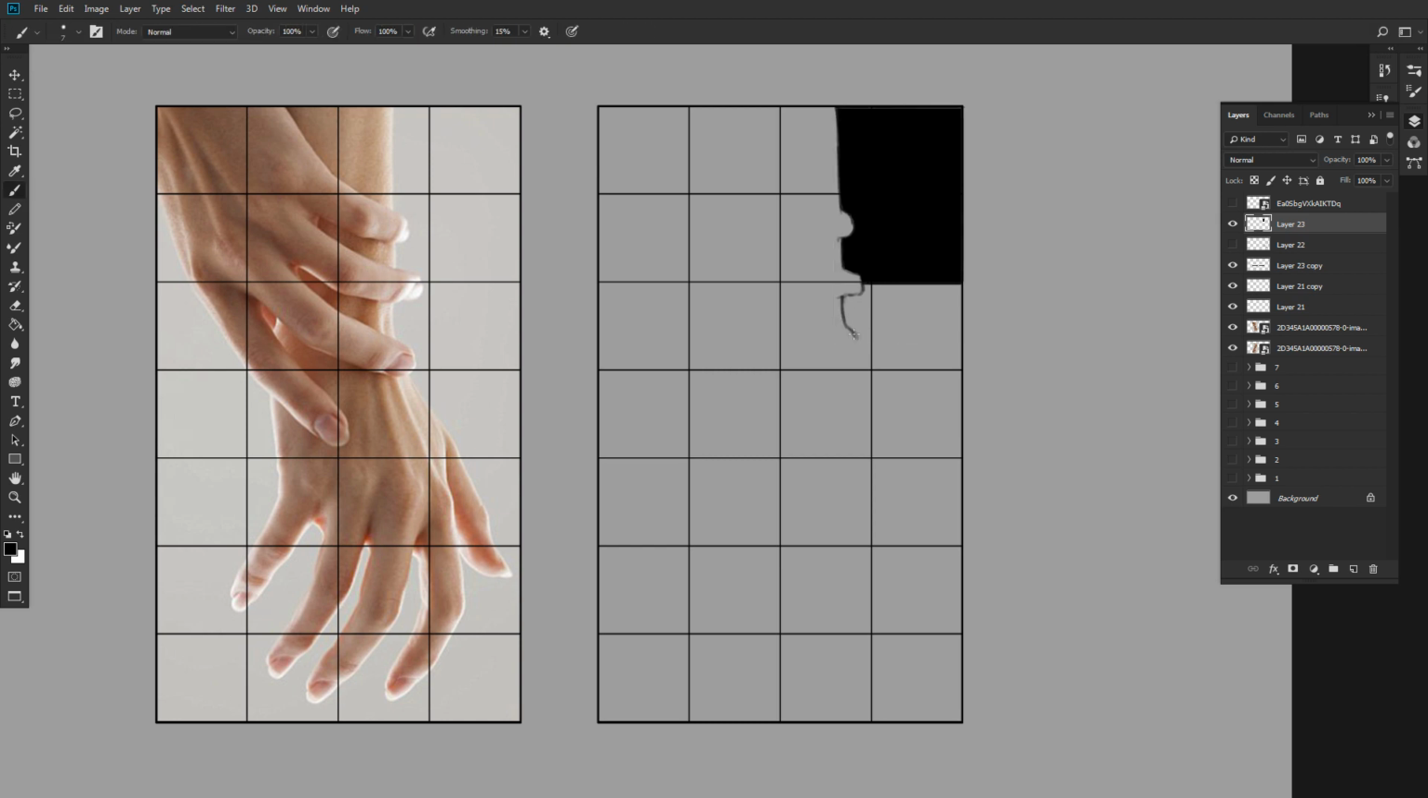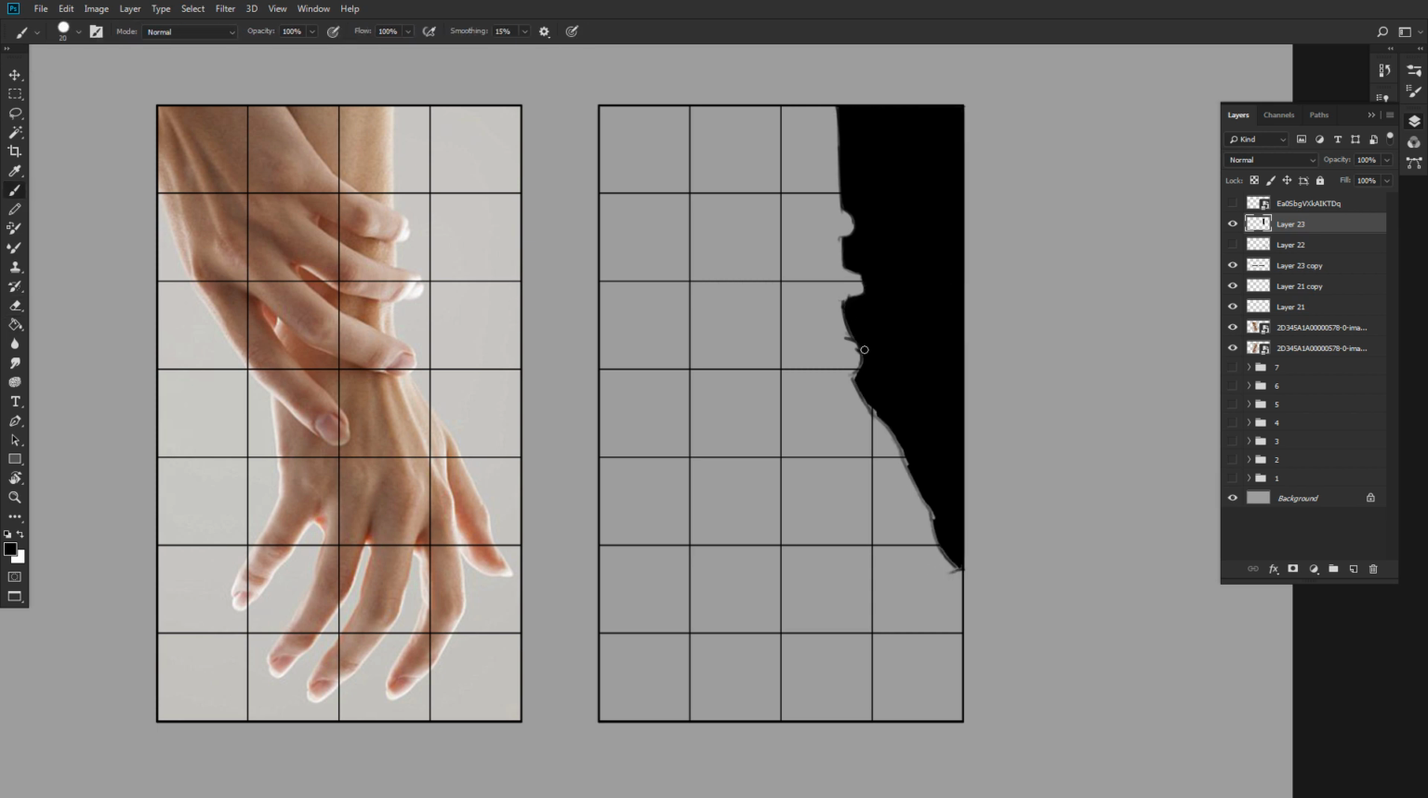Now we can fill in the negative space around the hands using the grid. Now I'm going a bit faster here, but you can go with the square by square instead of the whole thing like I'm doing. It will just take a bit longer, but it will be more accurate.